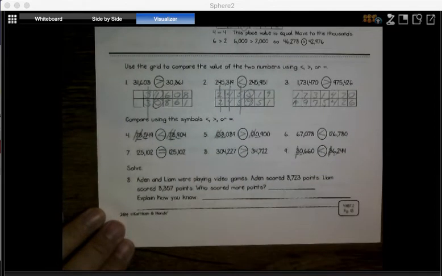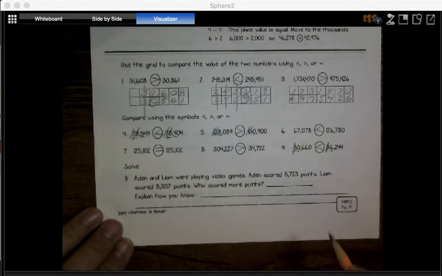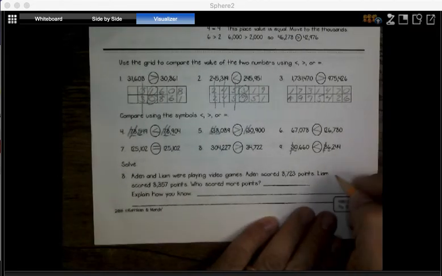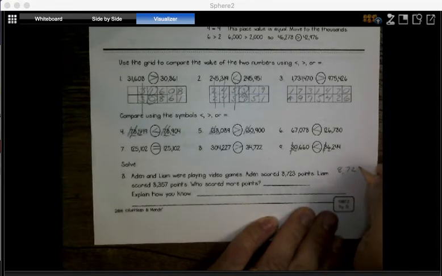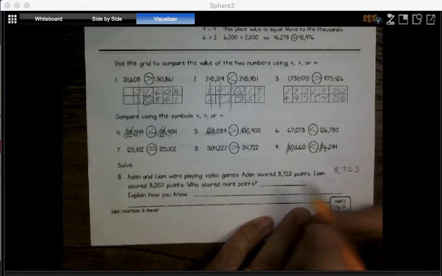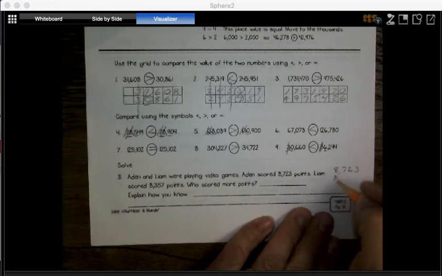Now let's look at the word problem. It says Aiden and Liam were playing video games. Aiden scored 8,723 points. Liam scored 8,357 points. Who scored more? If you can't tell just by looking at it, we can always write our numbers in our space. Let's write the first number, 8, 7, 2, 3, and then the second number, 8, 3, 5, 7.